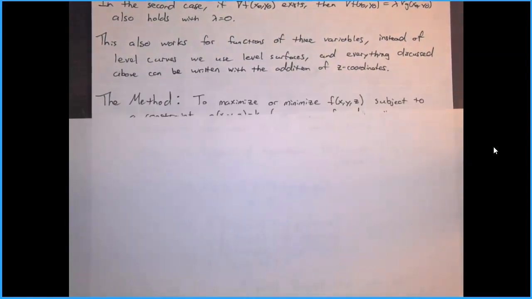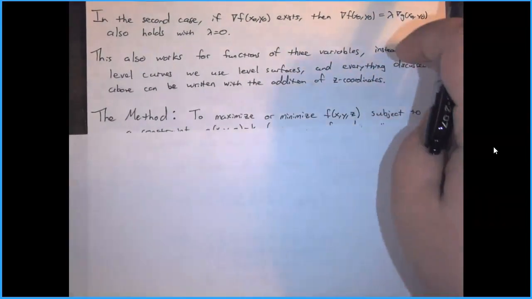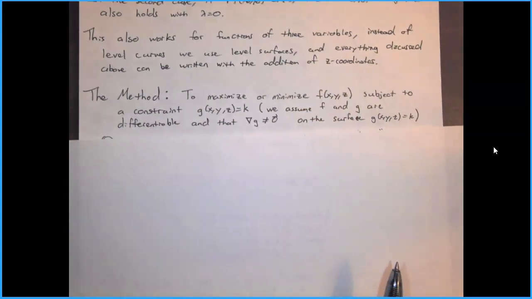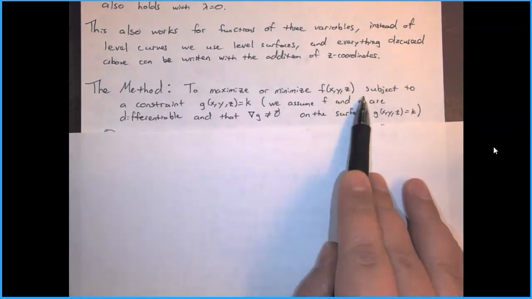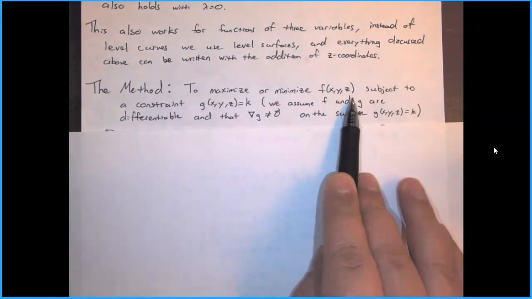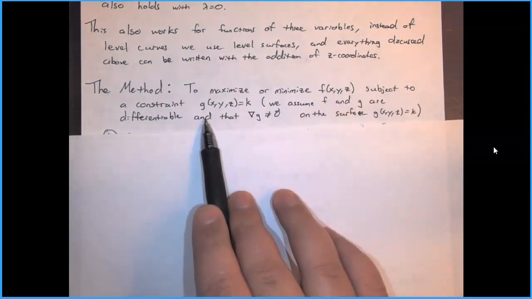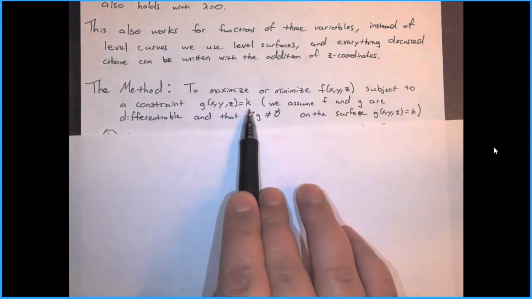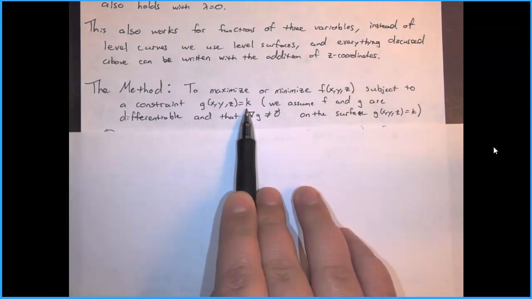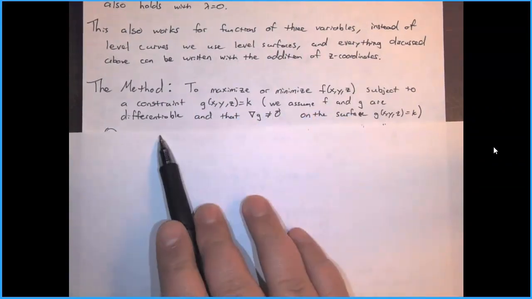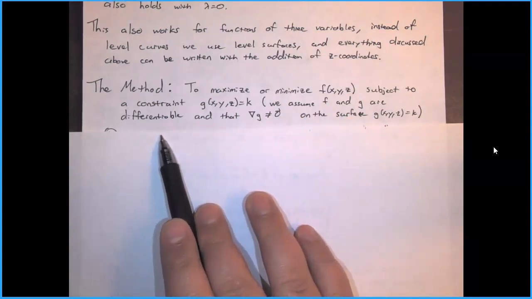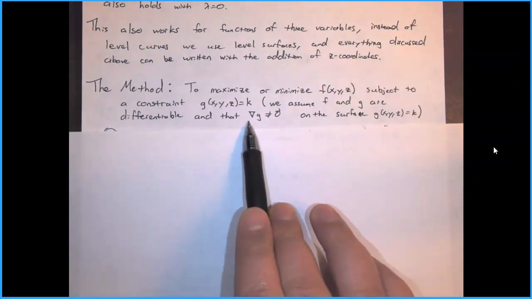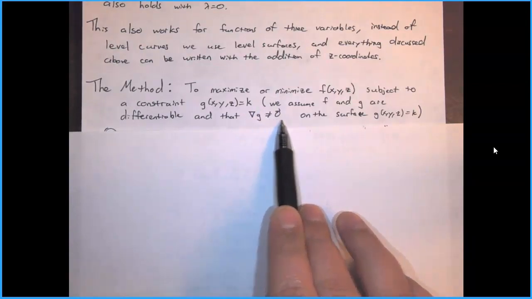Okay? So what is this method of Lagrange multipliers? Let's say we want to maximize or minimize, and I'm just going to write everything in terms of functions of 3 variables. I want to maximize or minimize some function of 3 variables subject to a constraint, which is another function of 3 variables equal to a constant. In order for this to work, we assume that f and g are differentiable, meaning that they have partial derivatives that are continuous in the area that we're looking. And we're also going to assume that the gradient of g is not the 0 vector along this surface, g of x, y, z equals k.